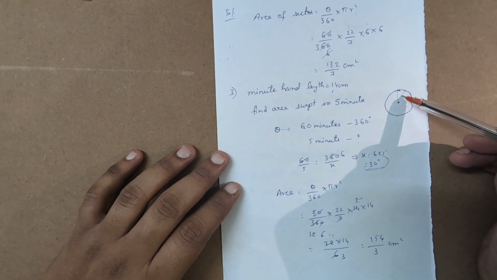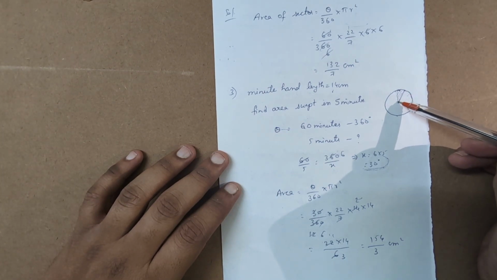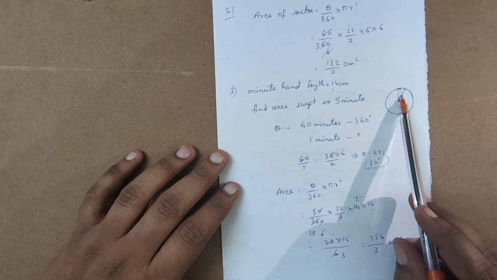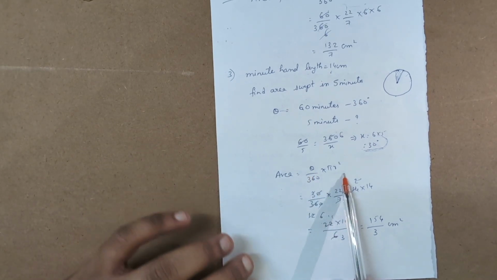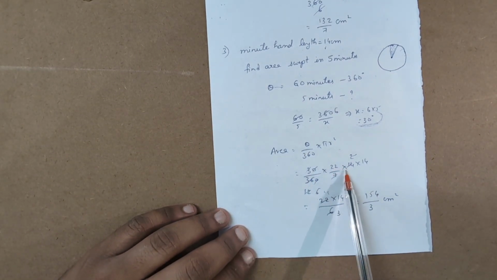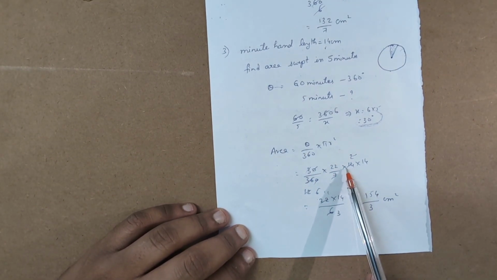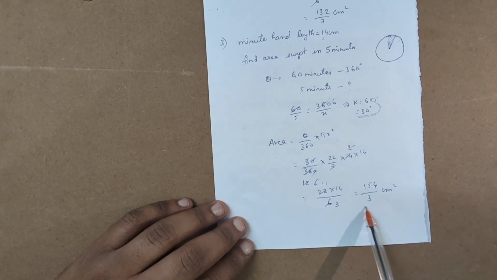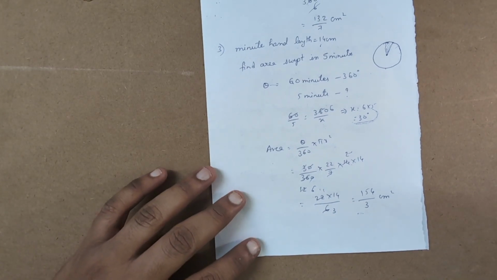So it will be in this part. Okay, so this angle is 30. They are asking to find the area of this one, so it will be theta by 360 into pi r square, that is 30 by 360 into pi. As I mentioned, if they didn't mention 3.14 in the question, then you have to take it as 22 by 7, and into 14 we'll get the final answer as 154 by 3 centimeters square.